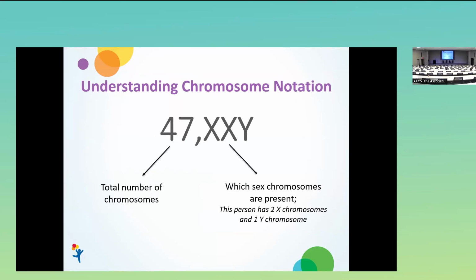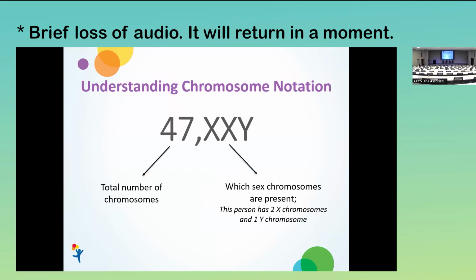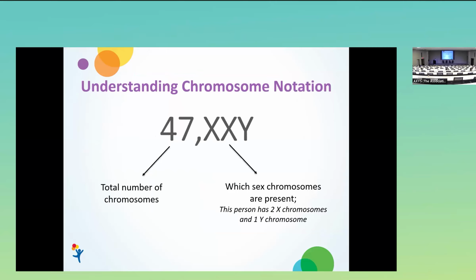So when we're talking in a karyotype or a chromosome report, we commonly talk about 47 XXY. 47 is referring to the total number of chromosomes in the cell. Instead of the typical 46, there's 47. The XXY is notating which sex chromosomes are present in the cell, and XXY is notating that there are 2 X's and 1 Y chromosome.